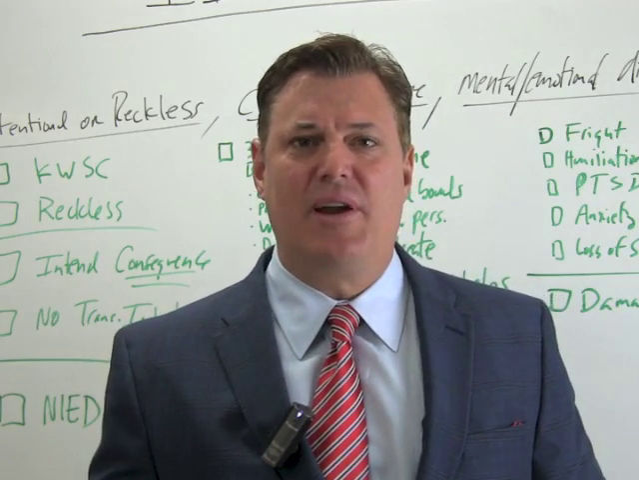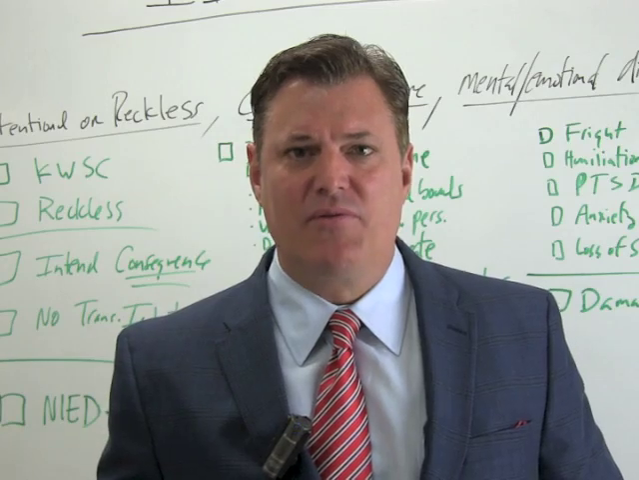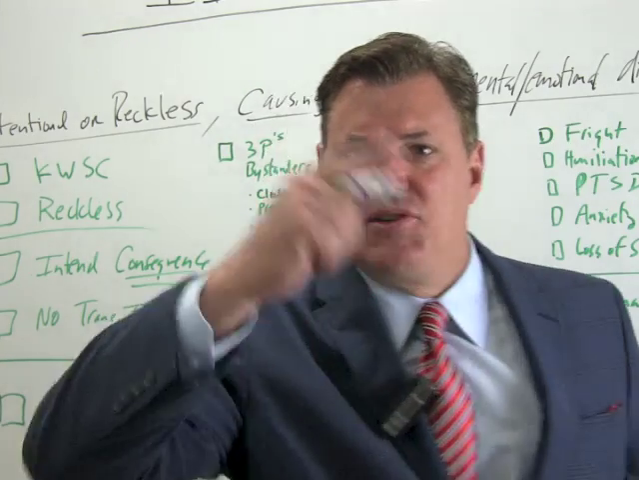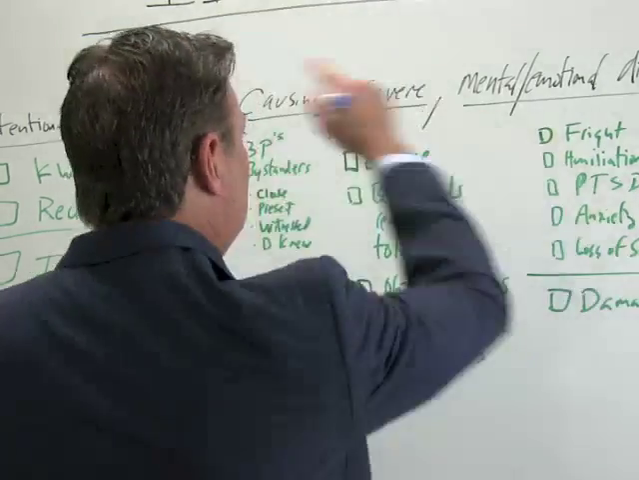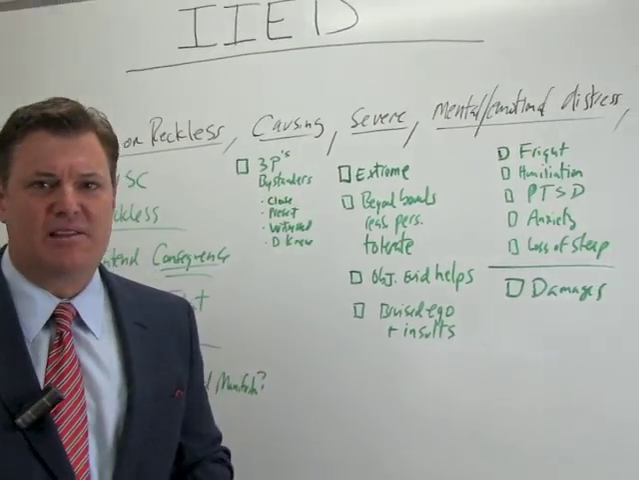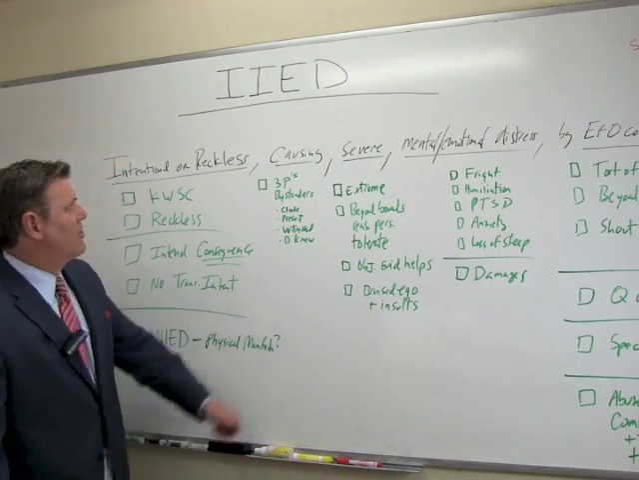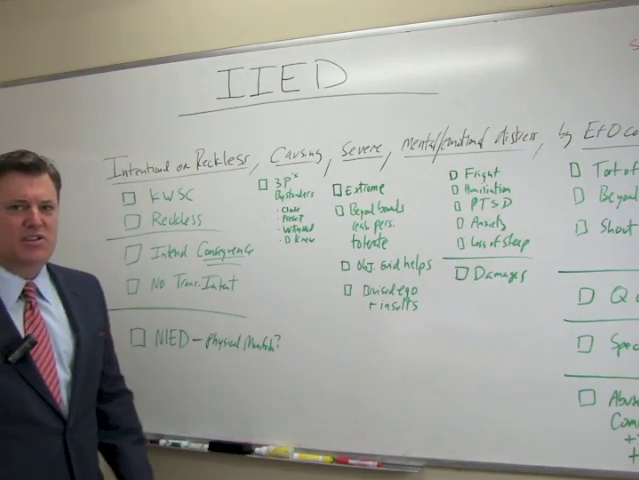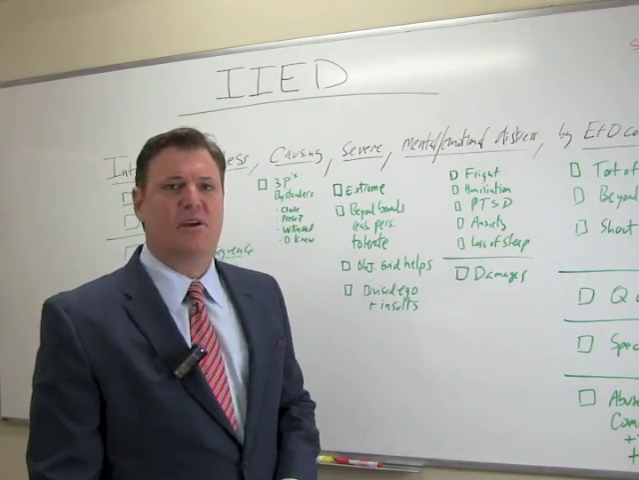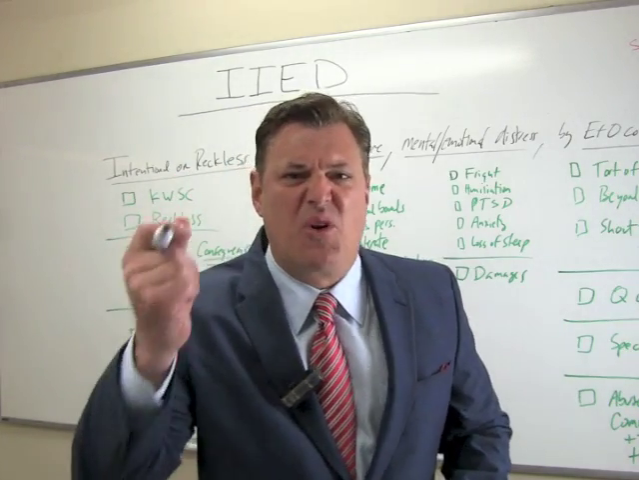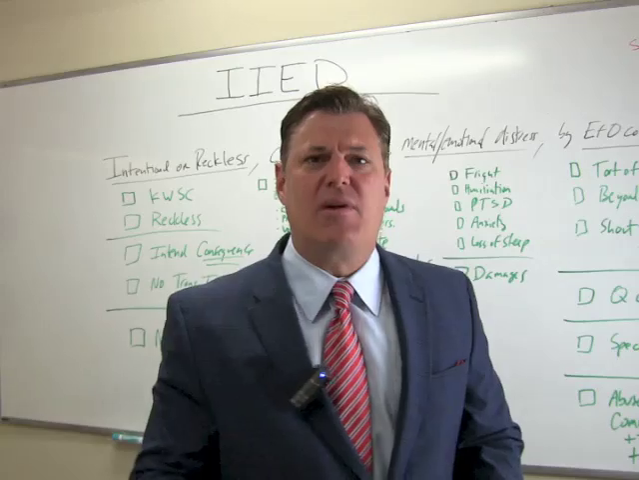So let's talk real quick about the elements required to prove this tort. So without further ado, let's head to the attorney Steve litigation whiteboard. Okay, let's back this puppy up here. Okay, so we have got on the board here, we are talking about intentional infliction of emotional distress, what some people call the tort of outrage. The tort of outrage, okay?